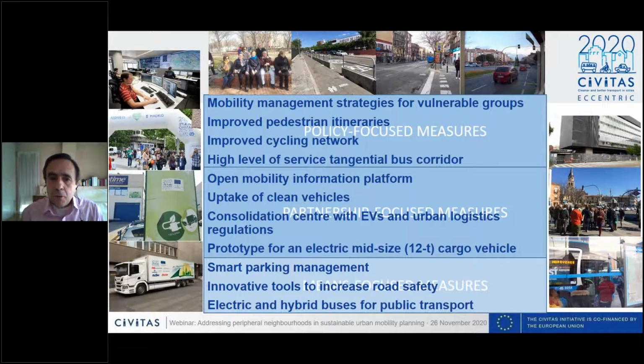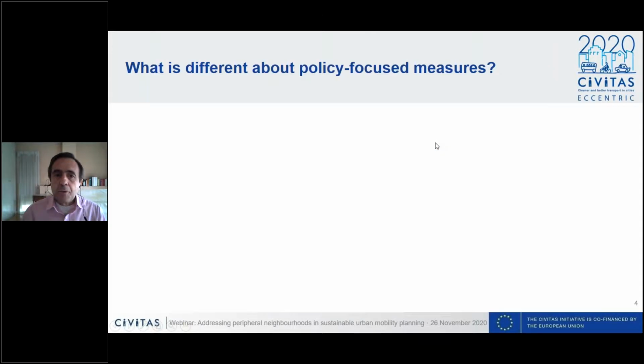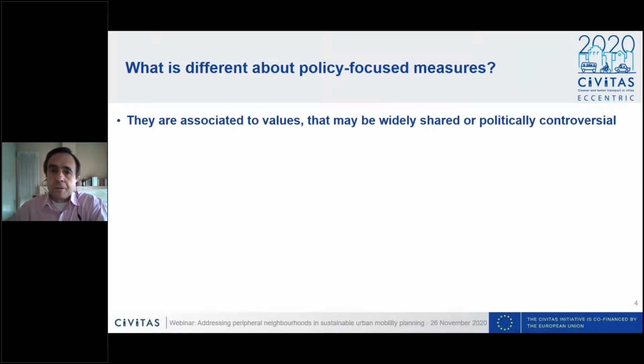So let's focus on what I call the policy-focused measures, the ones that were really targeting our neighborhood. And let me say first, what is different about these policy-focused measures compared to the other ones in the project? I would say that they are associated with values. They are not so much about what I am doing, but about the how. Why am I doing this?